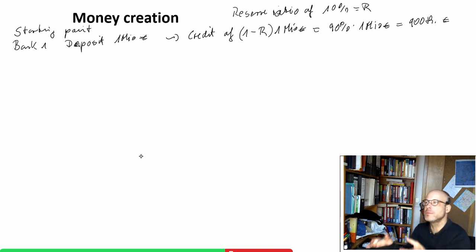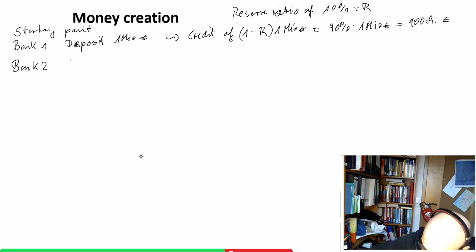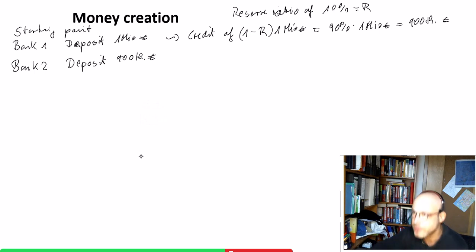And now we assume that this private customer has a banking account at another bank. So at bank 2, we see a deposit of 900,000 euros. And this bank should have the same reserve ratio. What happens then? Maybe you can answer me this question.